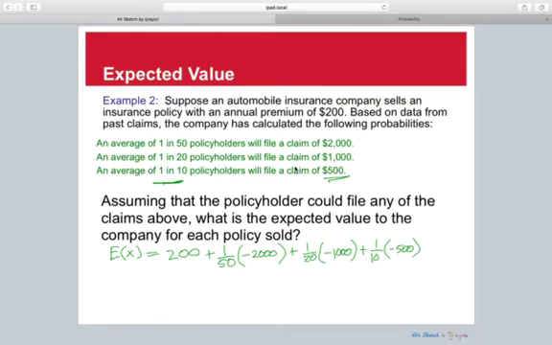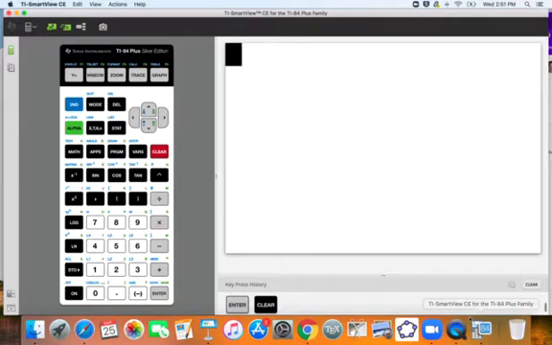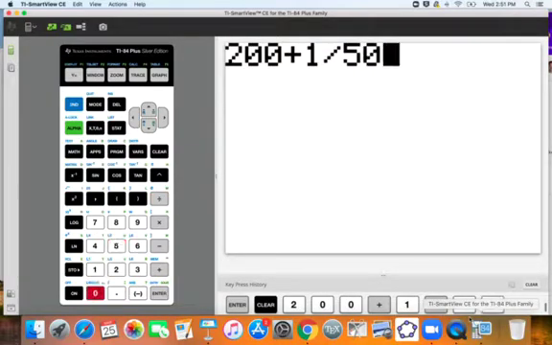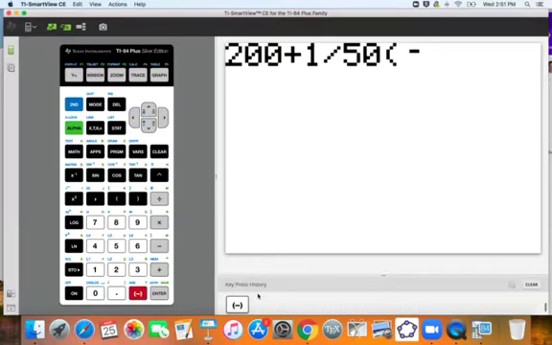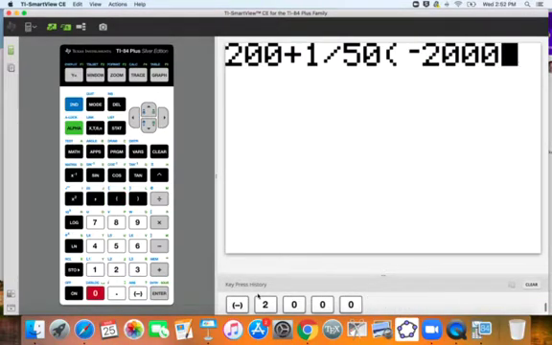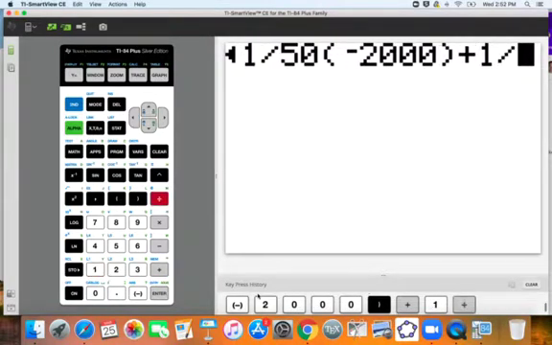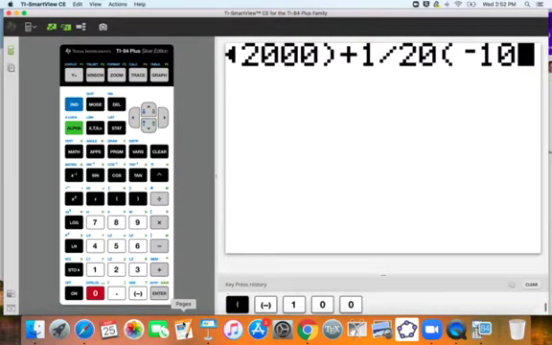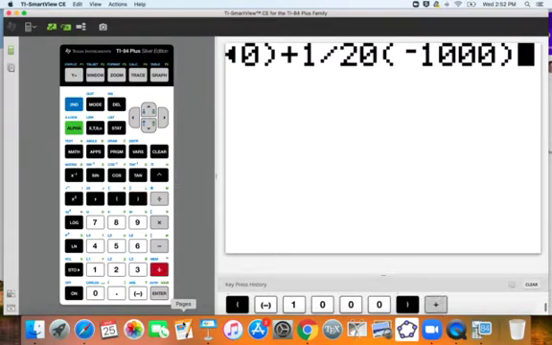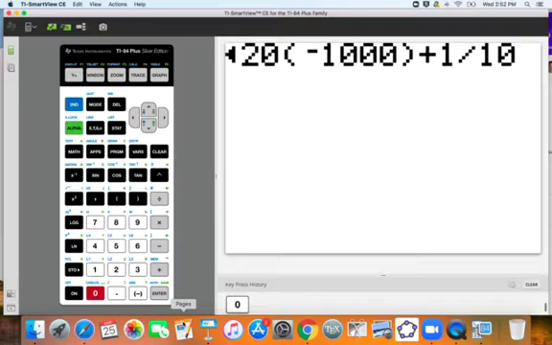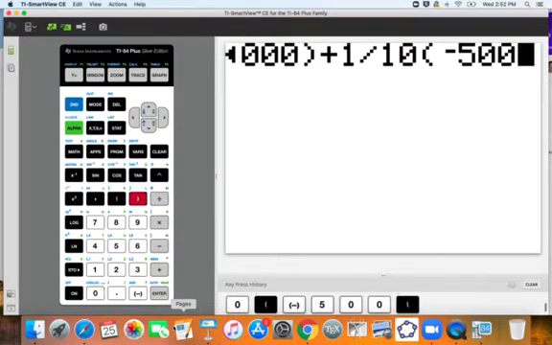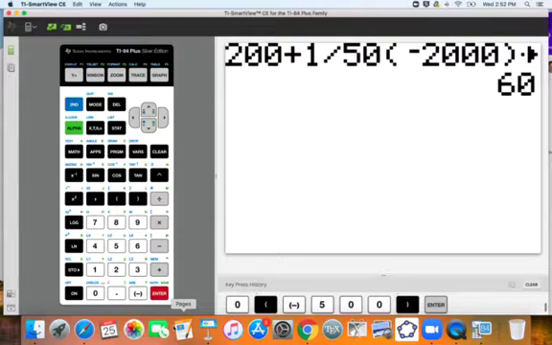All right. Now we're just going to go into our calculator and put that computation in. So I'll have 200, my premium, plus 1 in 50 times negative 2,000, plus 1 in 20 times negative 1,000, plus 1 in 10 times negative 500. Enter, and we end up with 60.